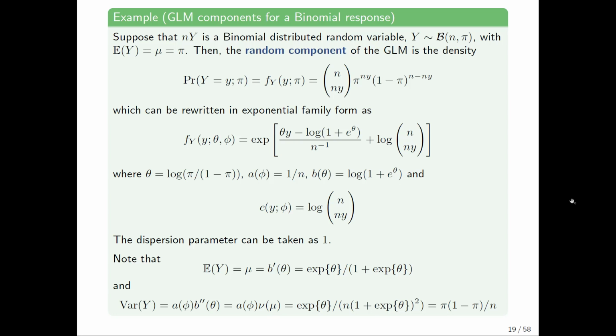So applying the rules once more, the mean is the first derivative of function b, which works out as e to the theta over 1 plus e to the theta. And the variance is a of phi times the second derivative of function b, which after calculus and algebra gives pi times 1 minus pi over n, the familiar binomial variance. And again, a function of the mean.